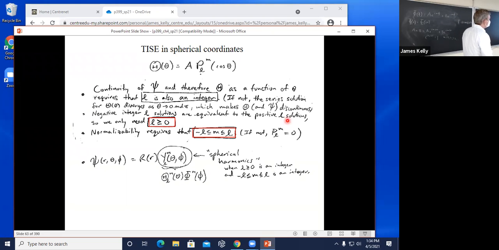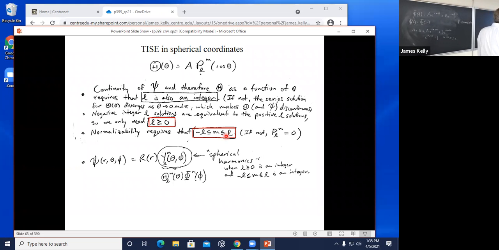Okay, so again, the final restrictions on the value of L, corresponding to the separation constant L times L plus 1, is that L has to be a non-negative integer. And then once you know L, M has to be between minus L and L. So if L is 2, then M can only take on the values minus 2, minus 1, 0, 1, and 2.